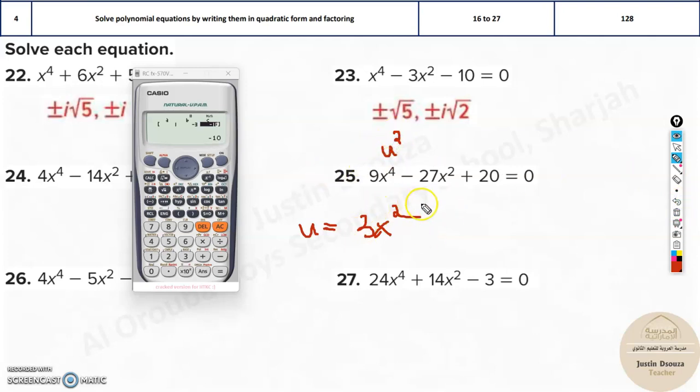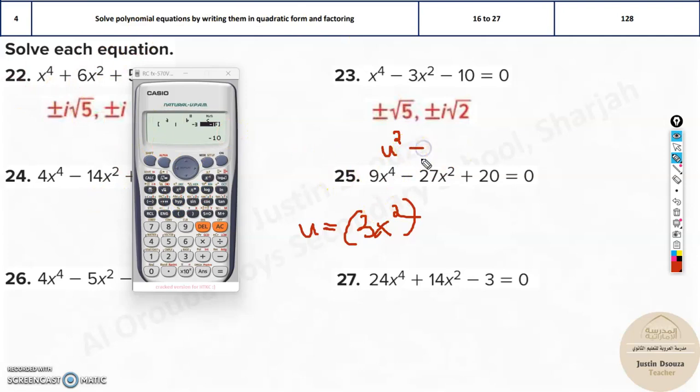Why? Because if I square this entire thing, I'm going to get 9x to the power 4. So this is equivalent to squaring it. Looking at this, it's a perfect square. Yes, so I can write 3x squared. Now the only thing is, I have written it in the quadratic form, which we did in the last section.